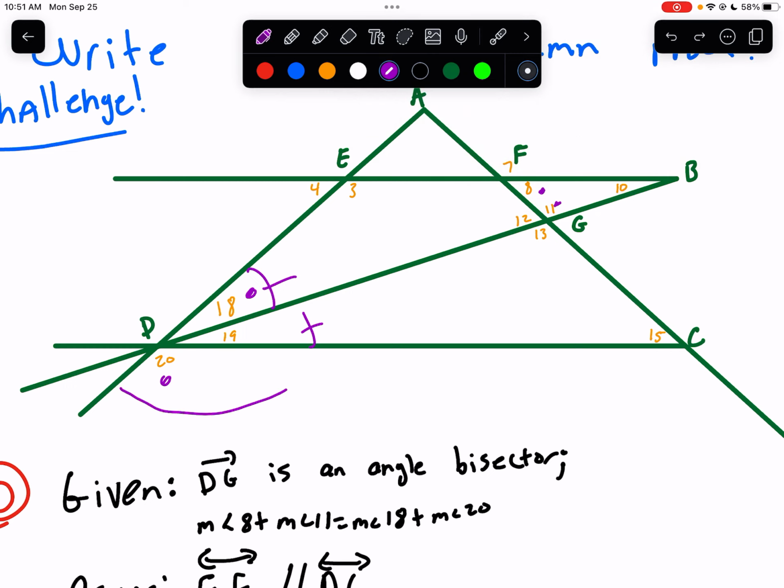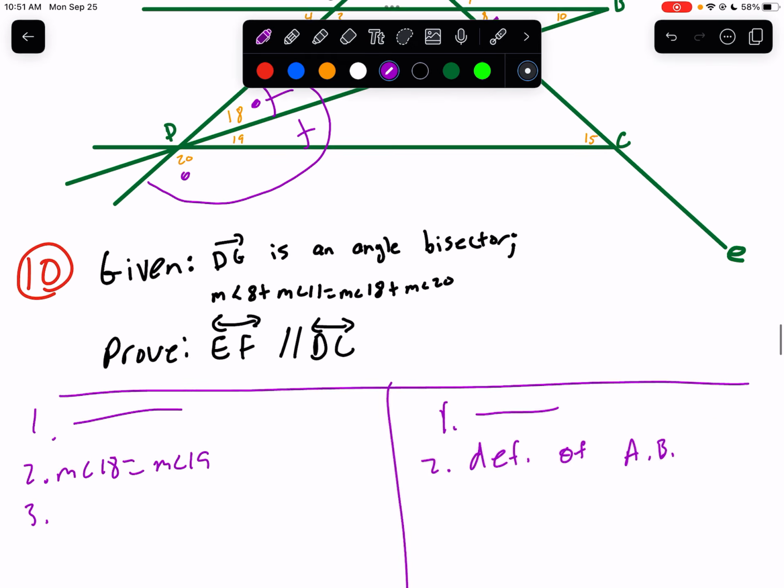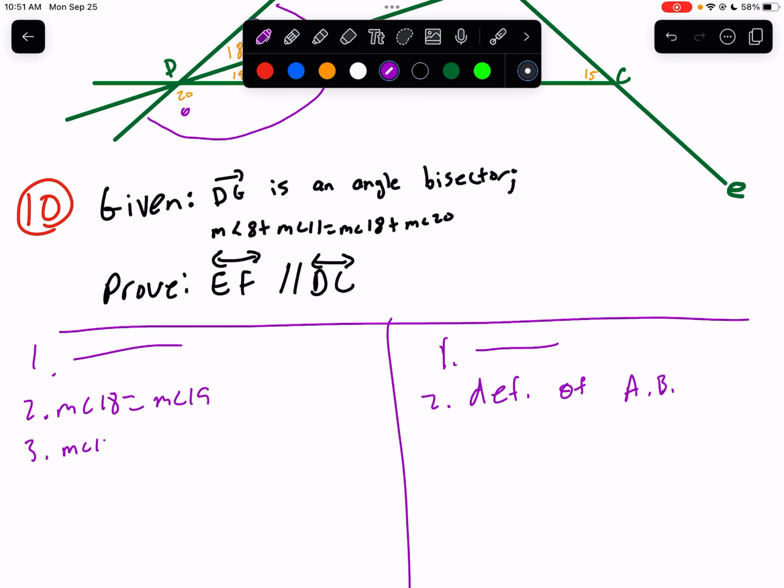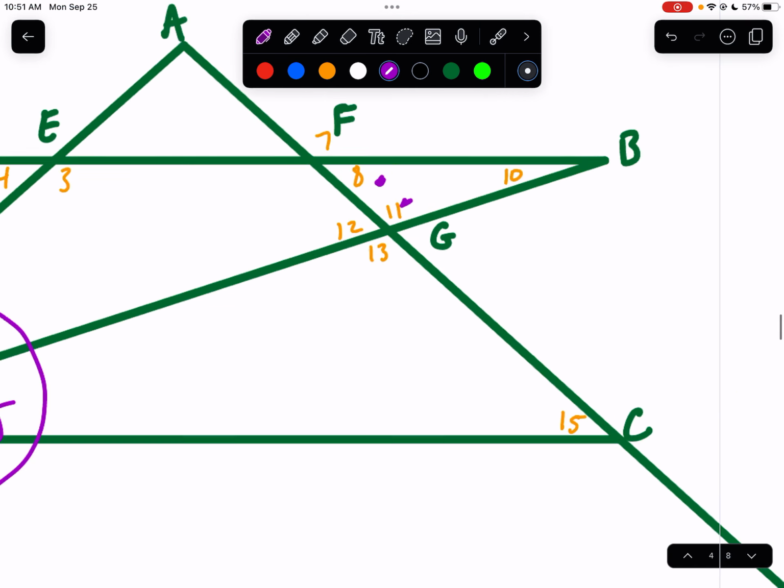Using angle 20, what do we know about all three of those? We know that 18, 19, and 20, when we add those up, they have to add up to 180. And that's just because they form a line. Definition of a line, form a line, whatever you want to put there. And then what about up here?